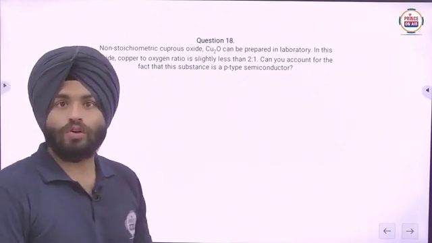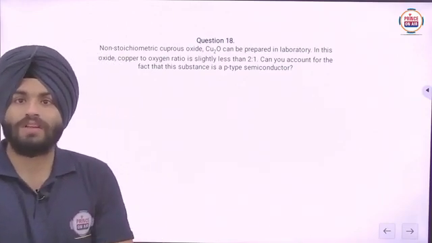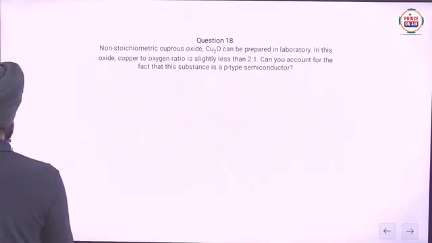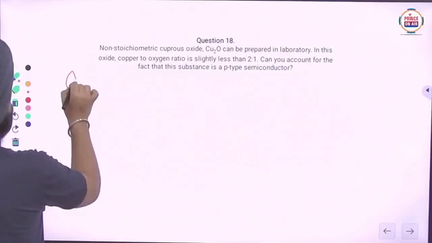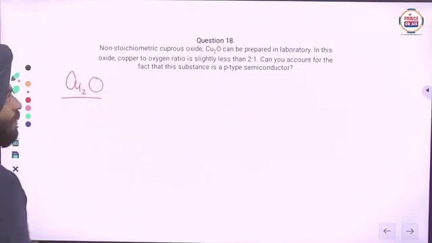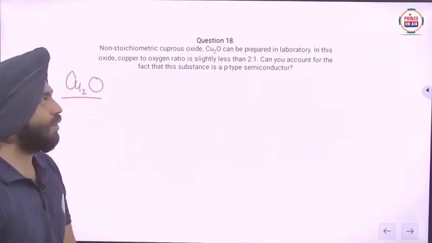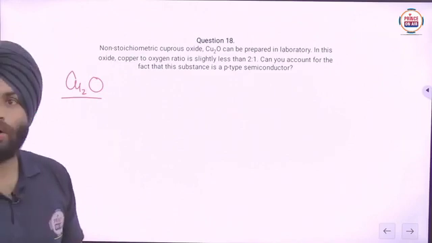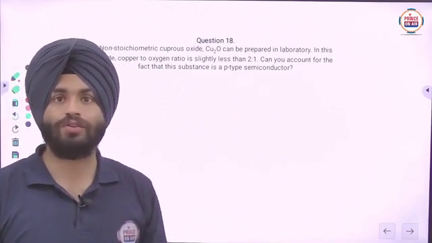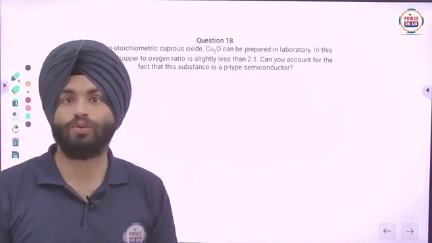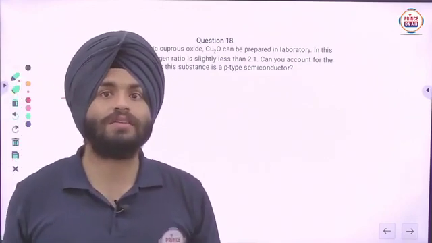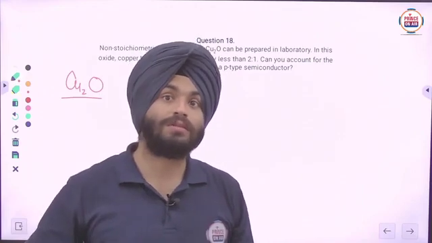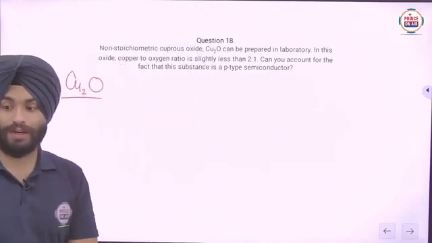See, non-stoichiometric cuprous oxide, that is Cu2O here, can be prepared in the laboratory. In this oxide, copper to oxygen ratio is slightly less than 2:1. Can you account for the fact that the substance is a p type semiconductor? So that we have to explain here.